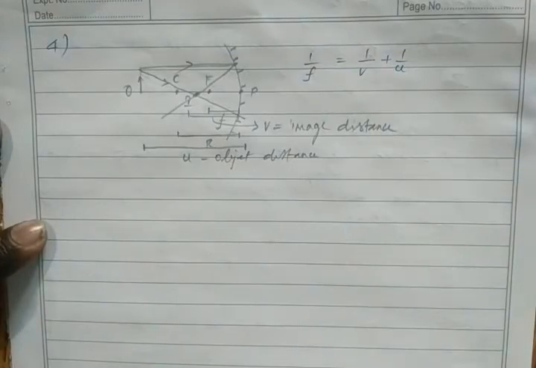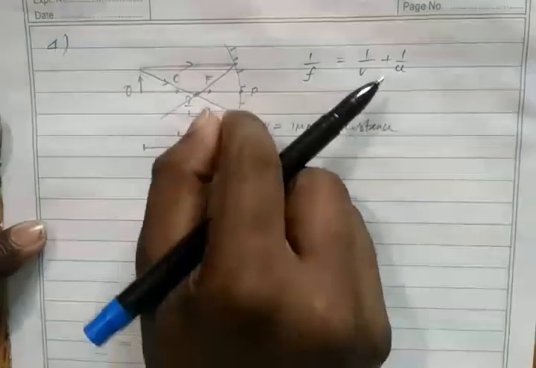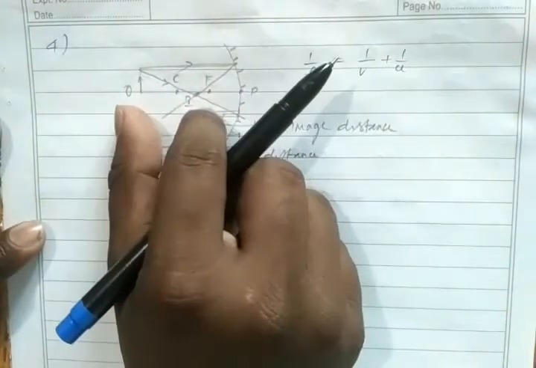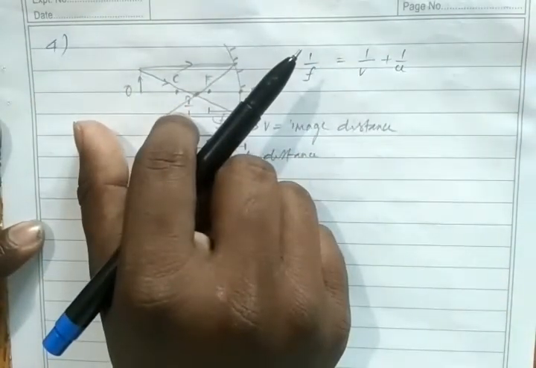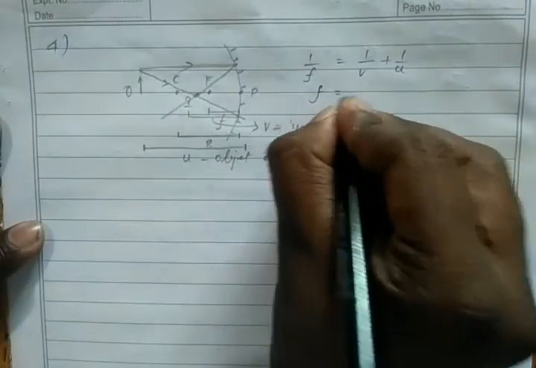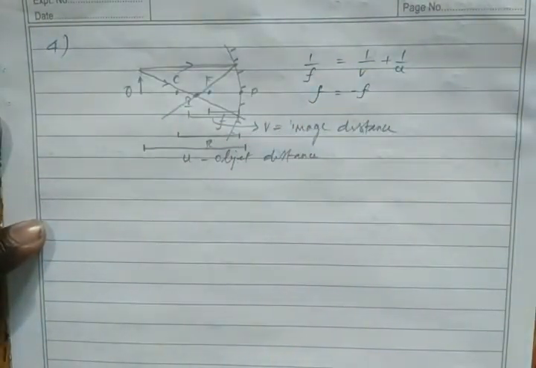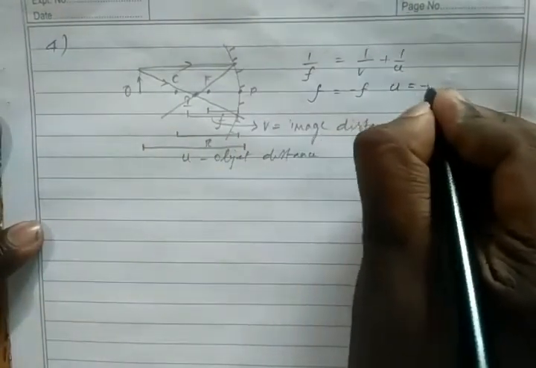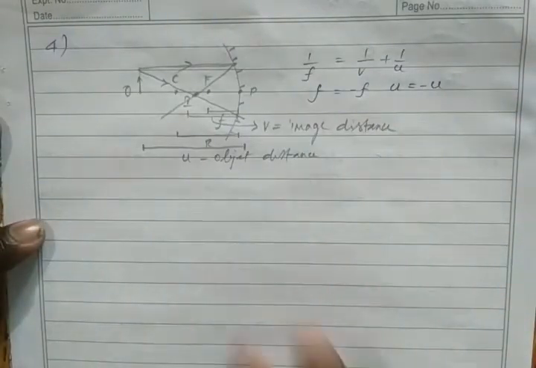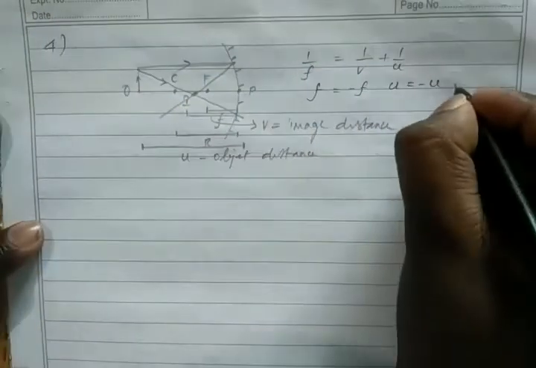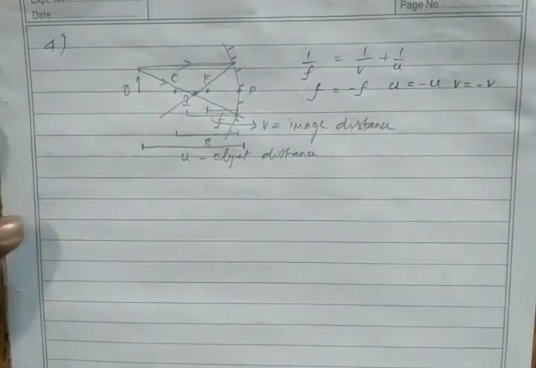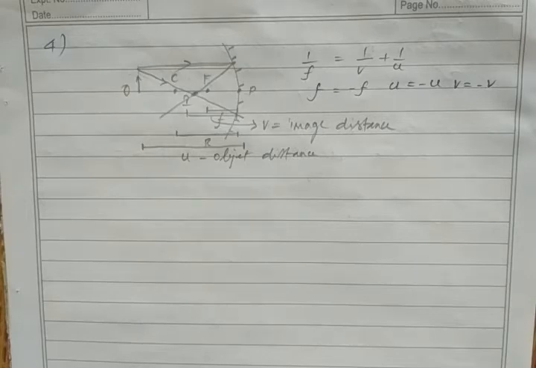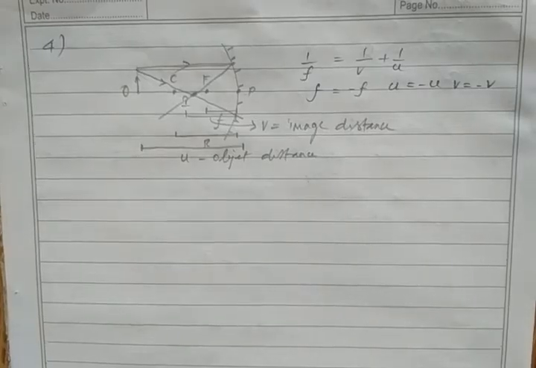Okay, then sign convention. What's the sign convention here? Focal length is situated on the left side of the mirror, so all distances from the left side are taken as negative. So here focal length is taken as minus F. Then the object is also placed on the left side of the mirror, so U is also taken as minus U. Image also forms on the left side of the mirror, so image distance is also taken as minus V. So all distances on the left side are taken as negative, right side positive, upwards positive, downwards negative. Okay, so we'll move to the problem.